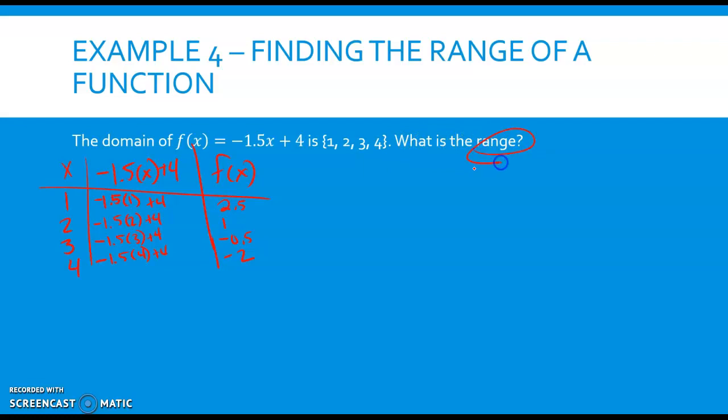So my range, that's our output values, and so the range, not rain, right? The range of this function is negative 2, negative 0.5, 1, and 2.5. That is my range, because I'm just finding the values for each of these domain values. I plug those domain values in, and that's what gives me my range.